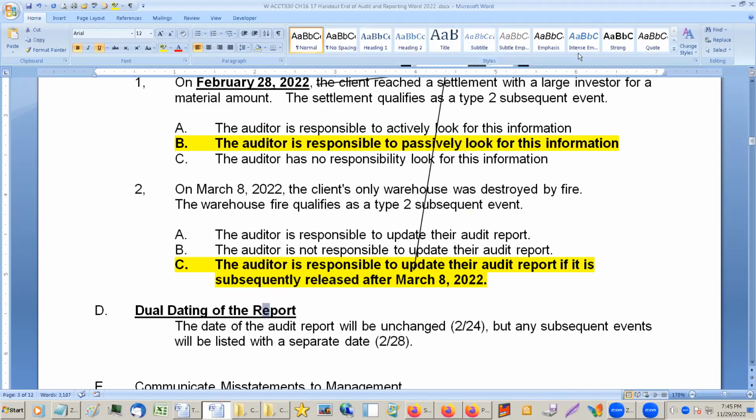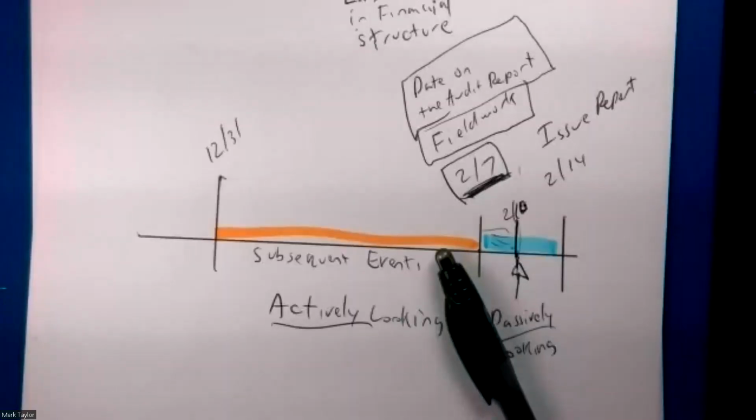Now, it could actually be more. I've seen audit reports that have had 5 or 6 dates on them, because you get a company that's big and active, and sometimes things just happen. So it is fairly common. We call it dual dating, although it could be more than dual. It could be triple, quadruple, whatever, dating.